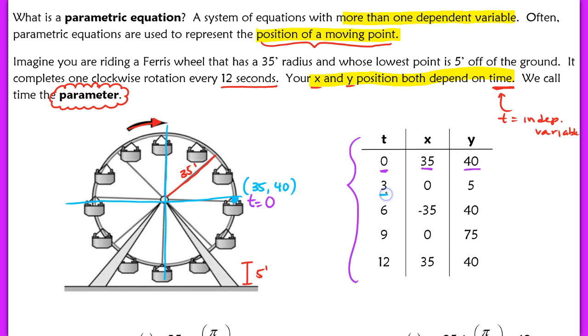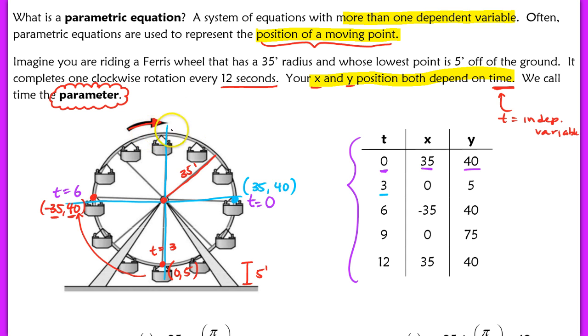Now after 3 seconds of this clockwise rotation, I'm now here at this point. So when time is 3, I have an x position of 0, since this is the origin, and my y value is positive 5, since it's 5 feet off the ground. Now I'll go another 3 seconds. So now I'm at time is 6, and my xy position is negative 35 for my x position, and positive 40 in my y. So that's my horizontal and my vertical position.